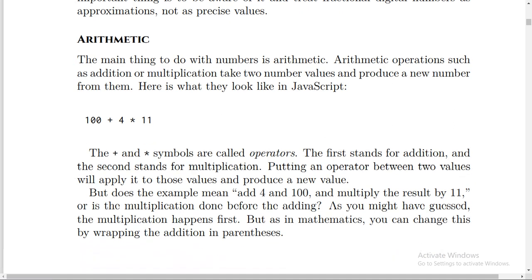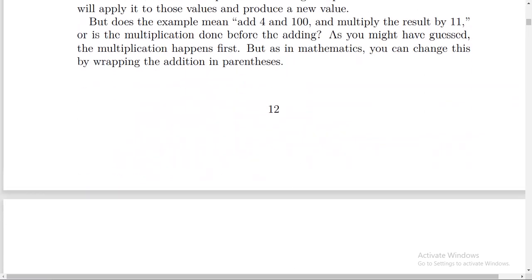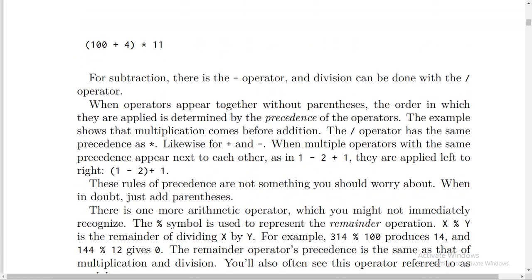What does the example mean? Add 4 and 100 and multiply the result by 11? Or is the multiplication done before the adding? As you might have guessed, the multiplication happens first. But as in mathematics, you can change this by wrapping the addition in parentheses, like this example: (100 + 4) * 11.